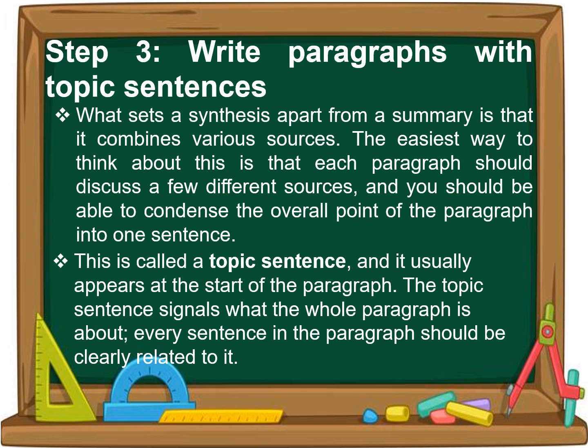Step 3. Write paragraphs with topic sentences. What sets a synthesis apart from a summary is that it combines various sources. The easiest way to think about this is that each paragraph should discuss a few different sources, and you should be able to condense the overall point of the paragraph into one sentence. This is called a topic sentence, and it usually appears at the start of the paragraph. The topic sentence signals what the whole paragraph is about. Every sentence in the paragraph should be clearly related to it.